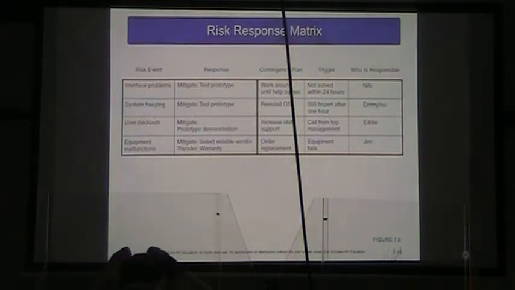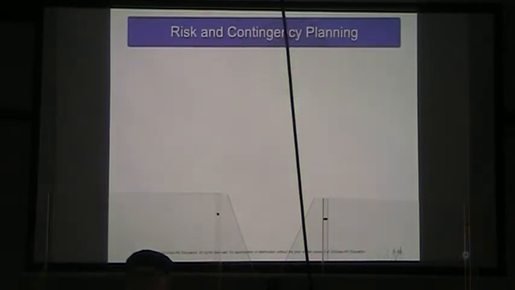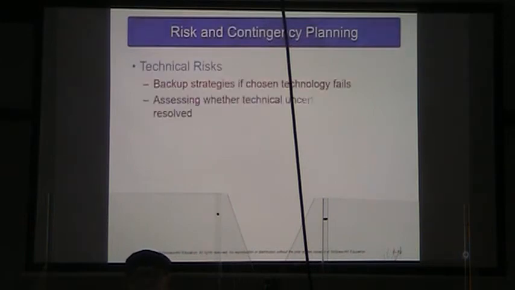Okay, so you can see this all proceeds very logically from identifying the risk, assessing the risk, creating contingency plans, and building our risk response matrix.